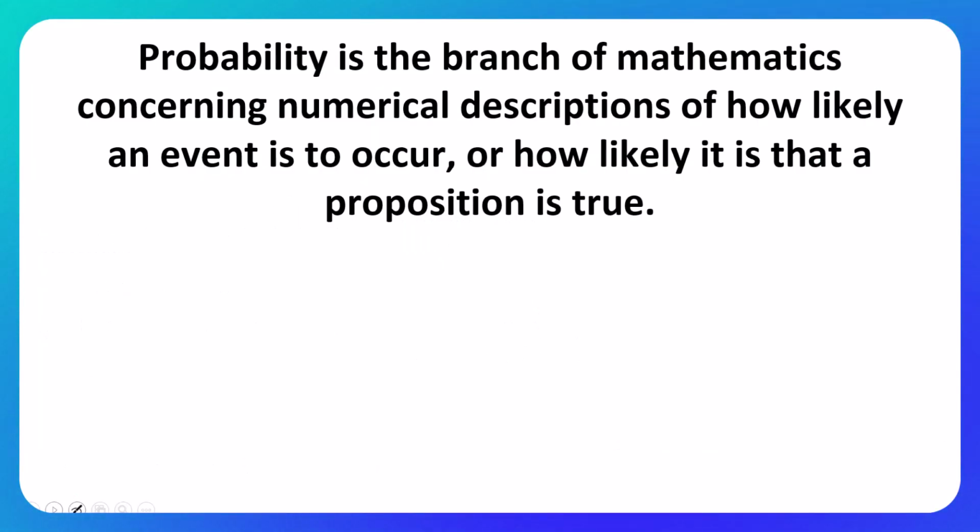We're going to start by defining probability. Probability is the branch of mathematics that concerns numerical descriptions of how likely an event is to occur, or how likely it is that a proposition is true. We're often given propositions and people try to confuse us and confound us because we don't have access to the data with propositions trying to prove that it's true.